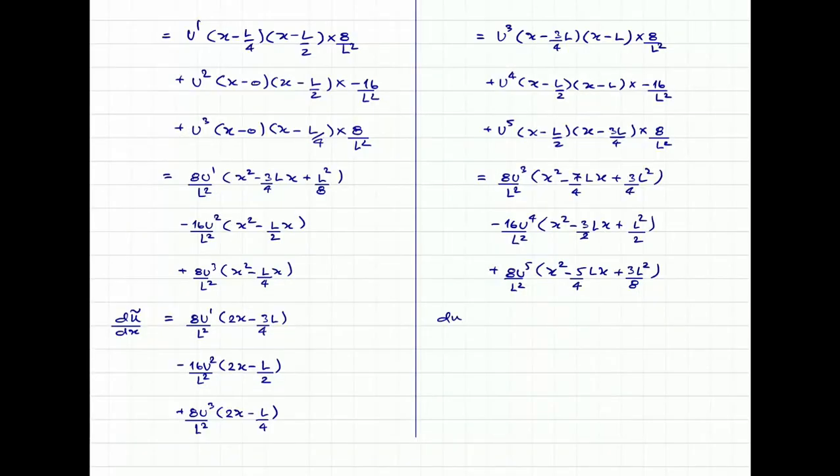So du/dx is going to be 8u3/L² (2x − 7L/4) − 16u4/L² (2x − 3L/2) + 8u5/L² (2x − 5L/4).